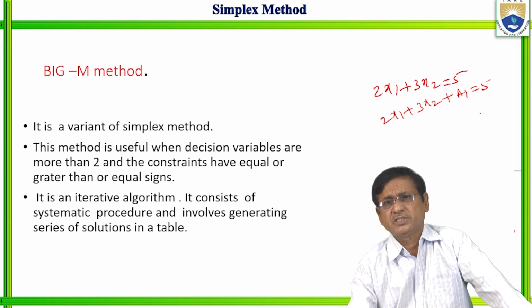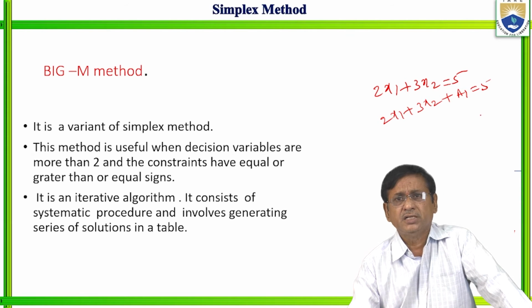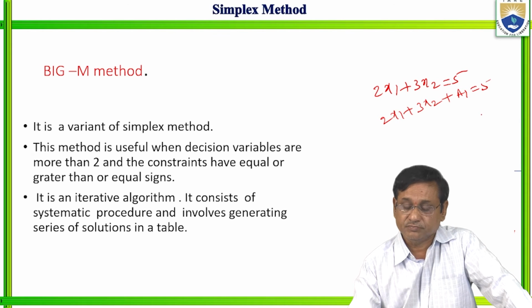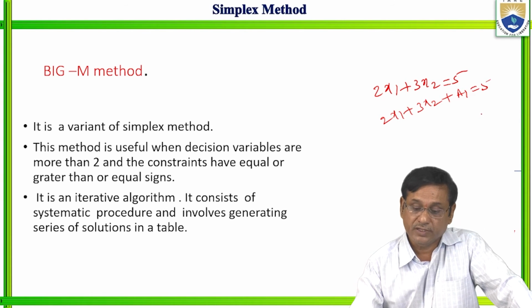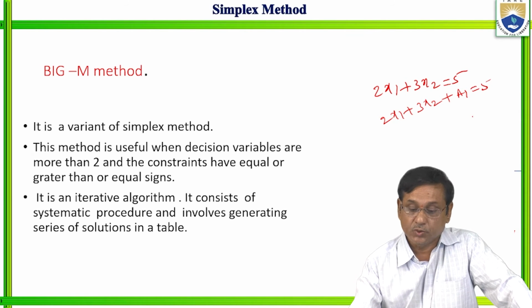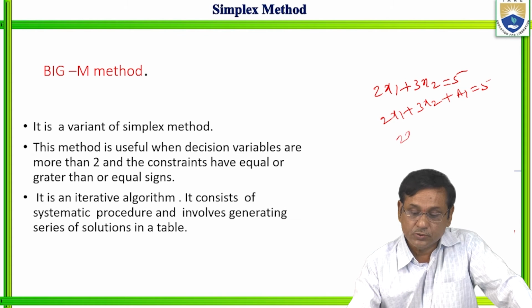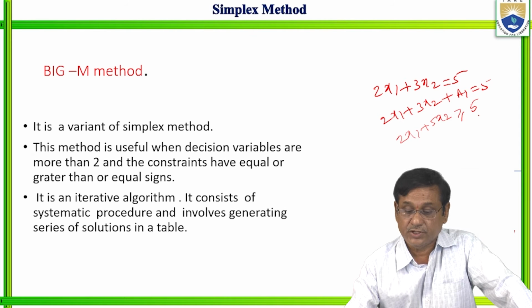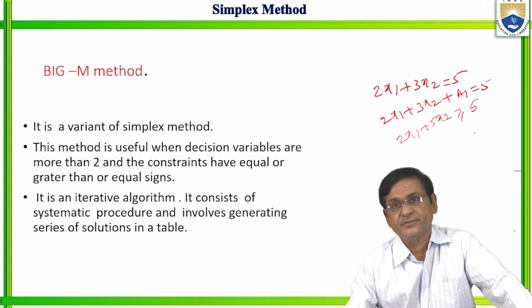These artificial variables have no meaning, but they can be eliminated from the objective function after finding the solution, whenever they become zeros. Suppose 2x1 plus 5x2 is greater than or equal to 5. When the constraint has a greater than or equal sign, first of all we have to convert that into an equation. For that we have to introduce a slack variable or surplus variable.